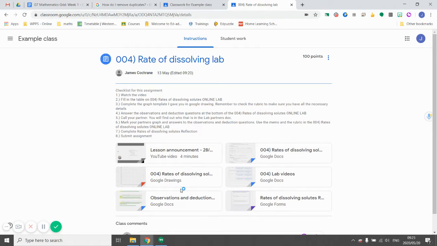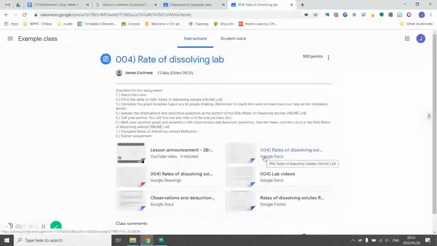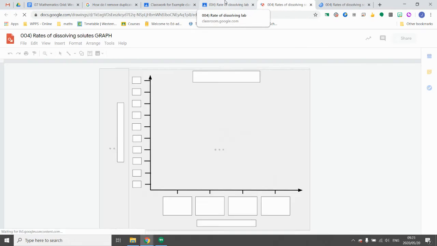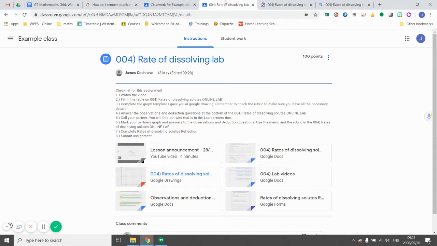Now, your assignment is going to look slightly different to what you see here. This document and this one over here are going to appear on the right with your name, because I've made a copy for each one of you. So you'll get them over there. First things first, I'd like you to open this document, the rates of dissolving solution, and this drawing, okay? You'll be using both of them to answer your questions, and we will come to it in a moment.